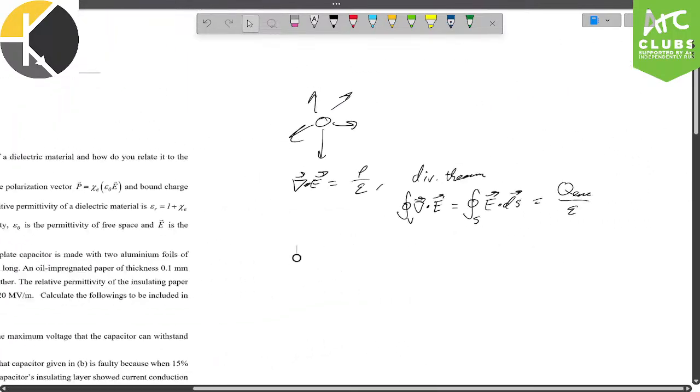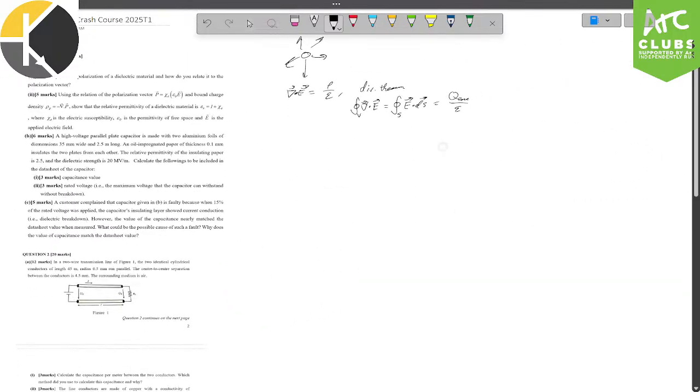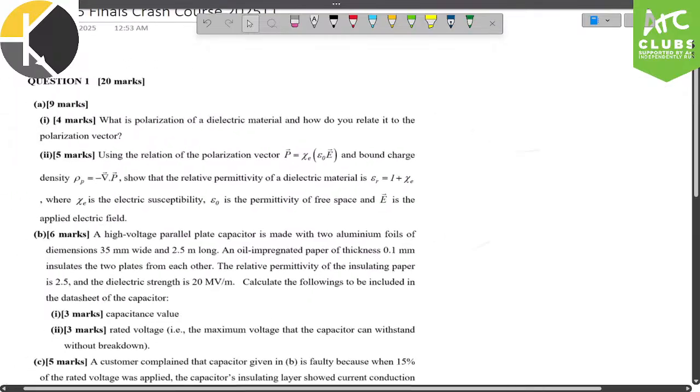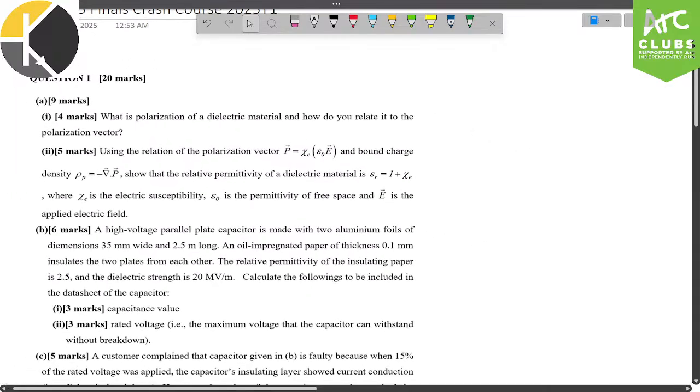We'll begin with question 1. Questions 1 through to 3, I believe, are to do with part A of the course, and so I'll be running through those. Question 1, typically electrostatics. Let's begin. So we have part A, part I.